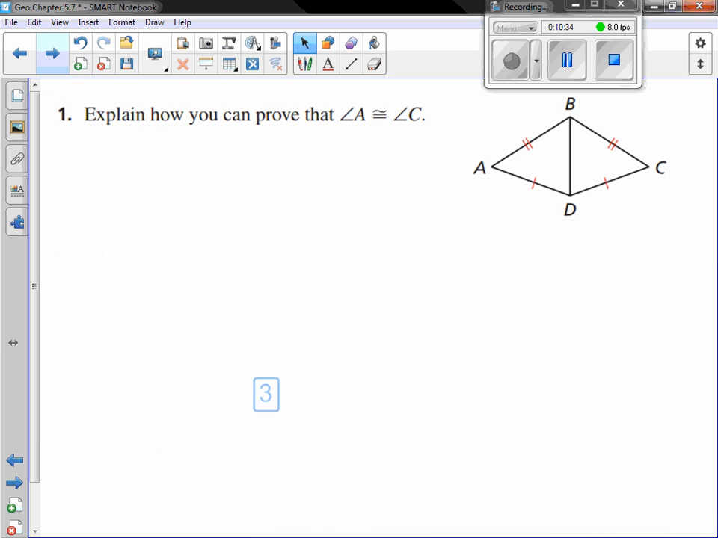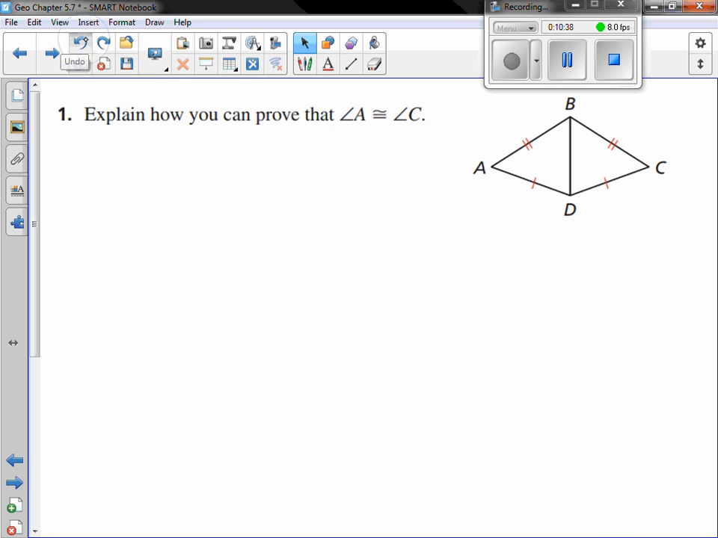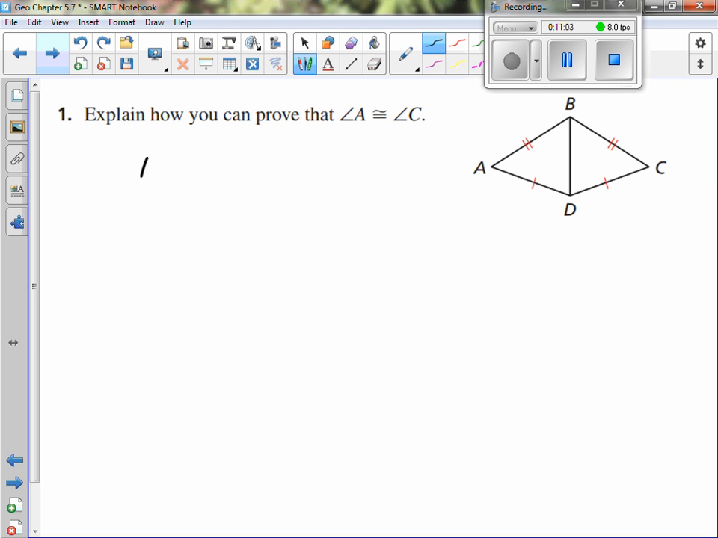Now, most of what we're going to be doing is not going to be as heavily proof-based as that one. So let's look at this one here. I think you'll like this one a little bit more. So if we look at this here, explain how you can prove that angles C and A are congruent. Well, what do we know that is congruent on this figure? AB is congruent to what? BC.